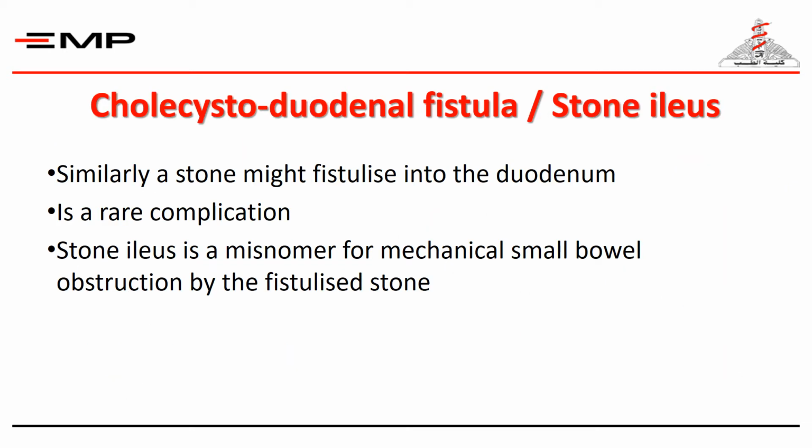A stone fistulizing directly from the gallbladder into the duodenum is rare. If the stone is large, it might cause mechanical intestinal obstruction. Usually it lodges at the narrowest part at the terminal ileum. The condition historically bears the misnomer stone ileus, as actually the obstruction is mechanical and not ileus.